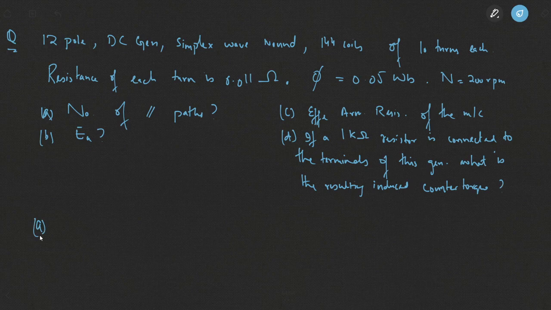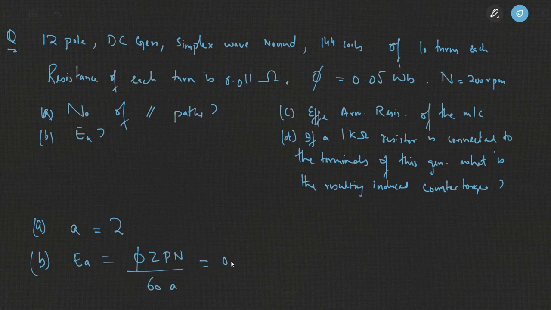Firstly, the number of parallel paths of this machine. Now we know for a wave wound machine, the number of parallel paths is always equal to 2. Since this is a wave wound machine, A will be equal to 2. And now B, you have to find out the induced voltage in this, EA, which is phi Z N P divided by 60 A.